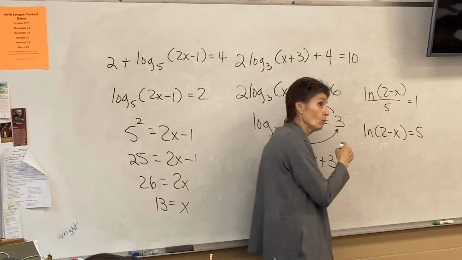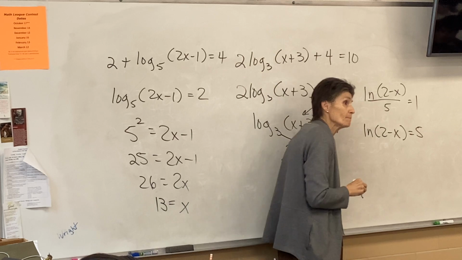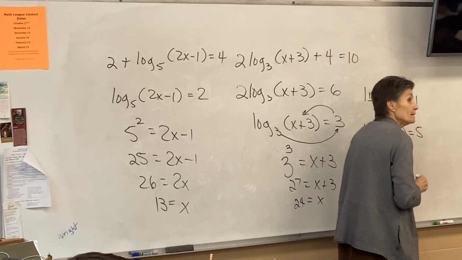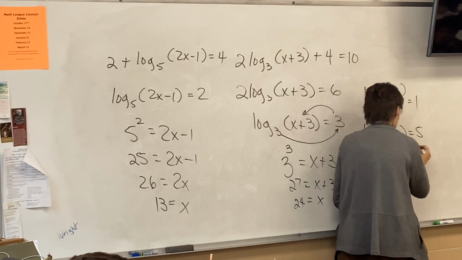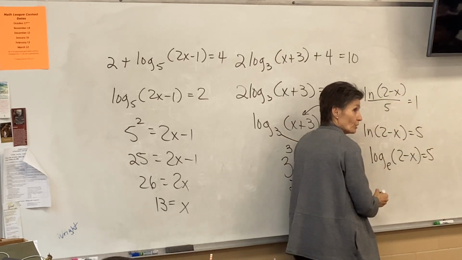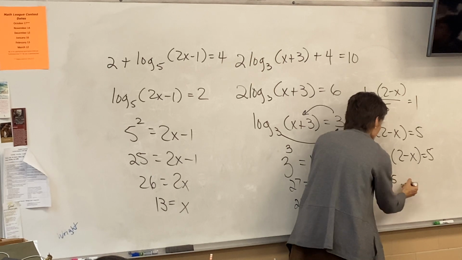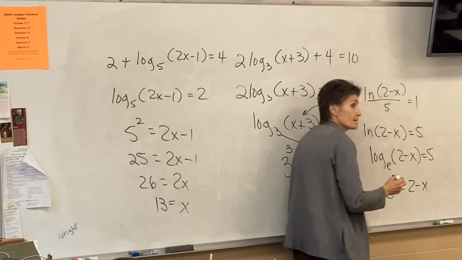Now, we're gonna log roll this. Julia? Isn't ln just log base e? It is. So we just turn it into e to the 5th is equal to 2. Yes, ma'am, that's exactly what you're gonna do. So e to the 5th equals 2 minus x.